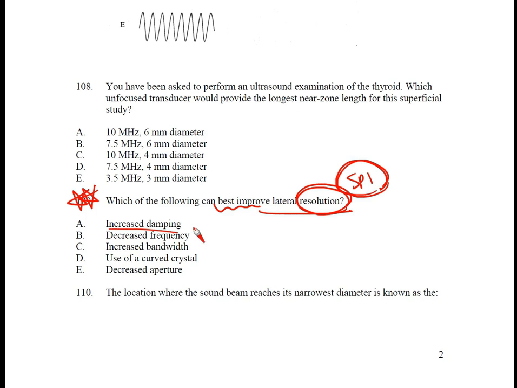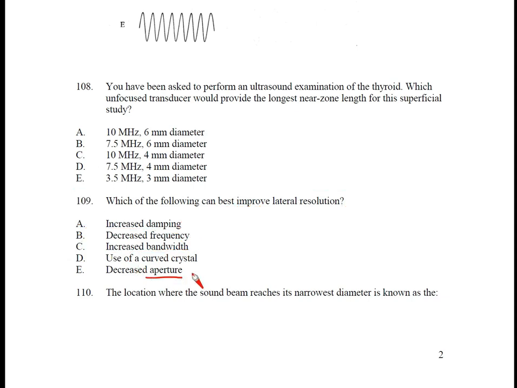Looking at option A, increasing damping is a concept related to axial resolution. In option C, bandwidth is also a keyword associated with axial resolution. As for option B, decreasing frequency lowers both types of resolution, so it can be considered an incorrect choice. Therefore, I will exclude options A, B, and C. Next, looking at option D, the term aperture refers to the opening, and when this aperture decreases, the beam tends to spread out more widely. This causes a decrease in lateral resolution, so option D can also be excluded.